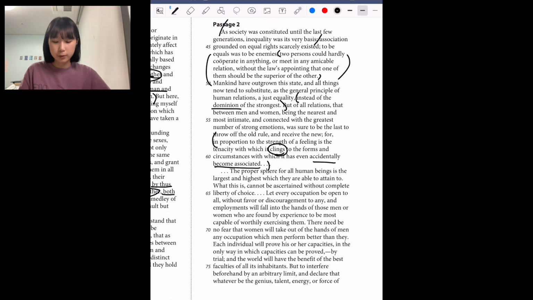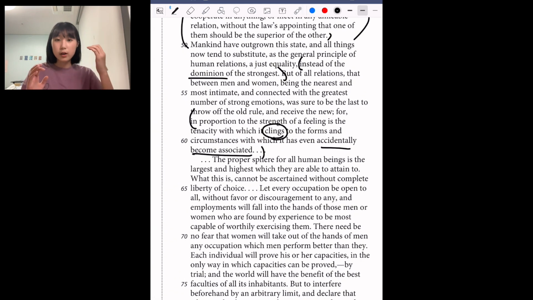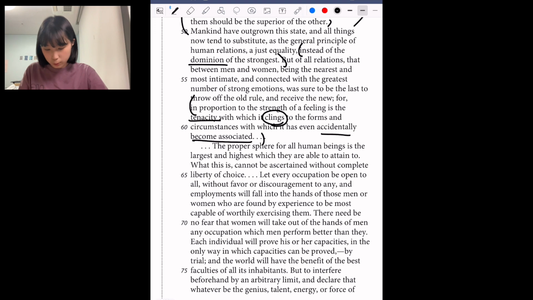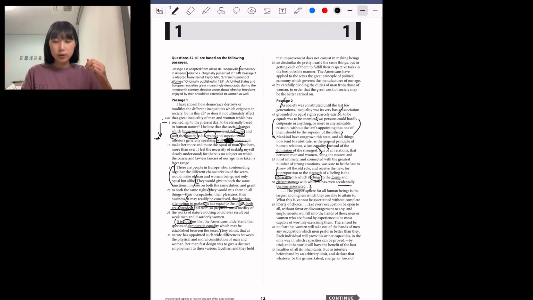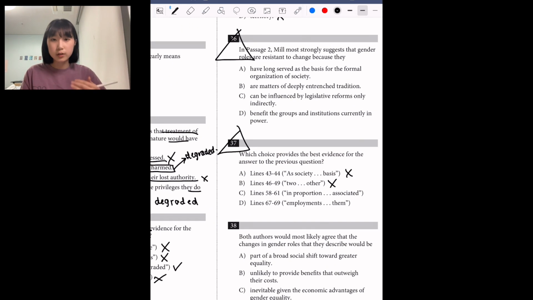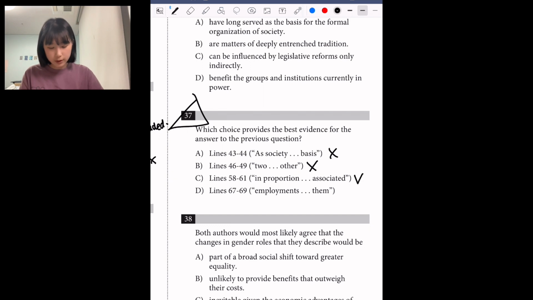It's not explicitly stating the reason, but it's clearly saying that with the discrimination, shall we say, or the lack of cooperation, and with that feeling of difference between men and women, there is a tenacity, this is an important word in the sentence, tenacity with which it clings to the forms and circumstances, even accidentally become associated. So it's basically saying that there are some forms and circumstances and just tradition in society that it has been associated with over the past few years, with which it clings to. So it's too associated to the extent that people regard it as a part of the tradition, they regard it as a part of their daily lives. So that's why it's not subject to easy change. So here we'll definitely keep this one.